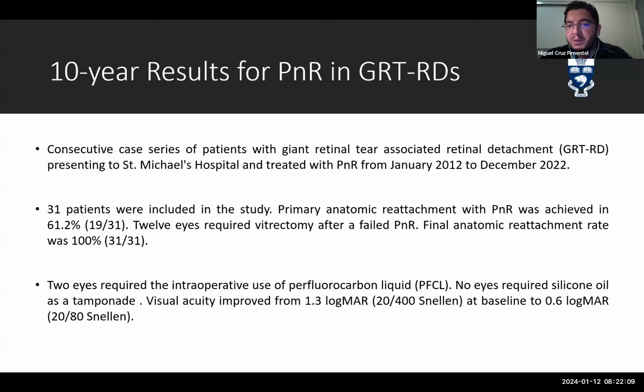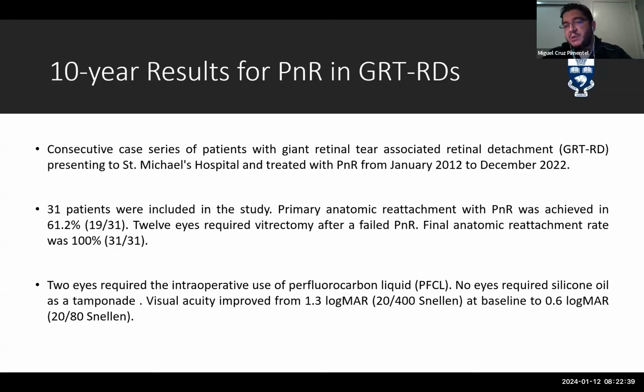And the primary anatomic reattachment with pneumatic retinopexy was achieved in 60.12% of the patients. 12 patients required vitrectomy for failed pneumatic retinopexy, and the final anatomic attachment rate was 100% in those patients that even required a vitrectomy. But very important in this cohort, what we found is that only 2 patients needed the intraoperative use of PFCL.